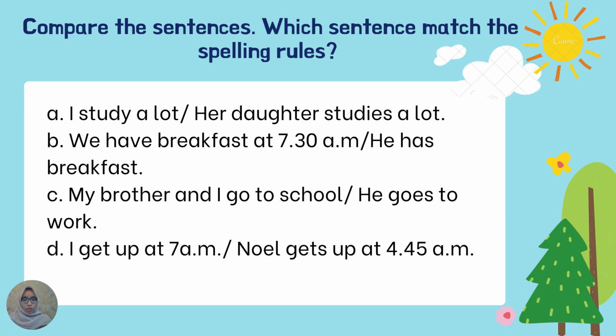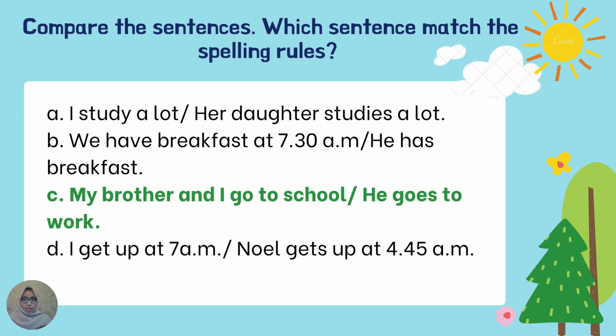Now again, I want you to look at these sentences and decide which sentence matches the spelling rules. The answer is C. My brother and I go to school and he goes to work. As we can see, the verb here is go, G-O, and it ends with an O. So for the third person singular subject, if it is a he, then you have to add an ES. It becomes goes. He goes to work.